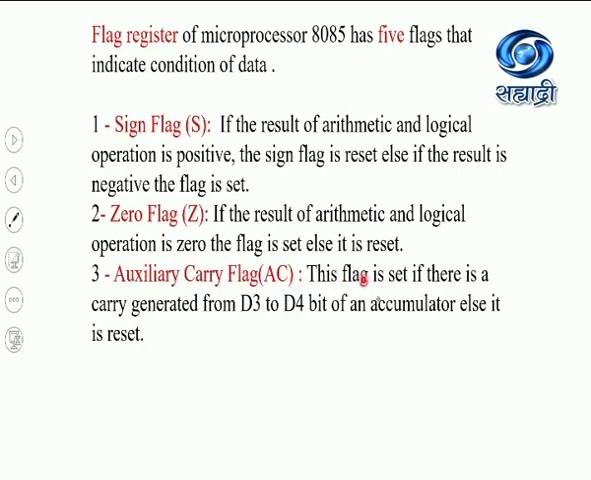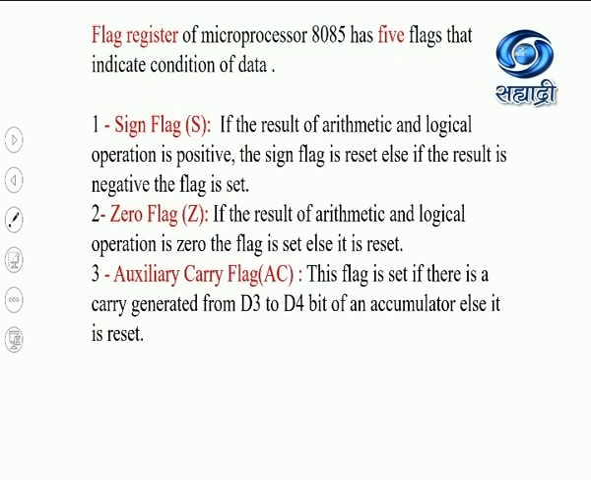Auxiliary carry flag. This flag is set if there is a carry generated from the D3 to D4 bit of the accumulator, else it is reset. So as we know, during arithmetic and logical operation, one of the operands is always in the accumulator and the result of the operation is placed in the accumulator.